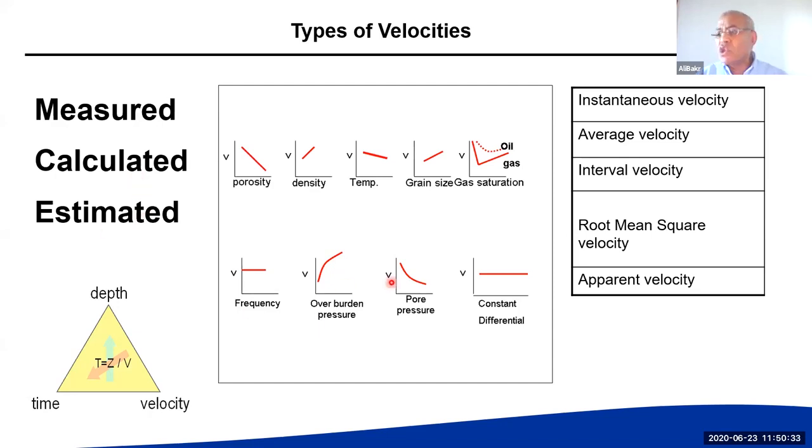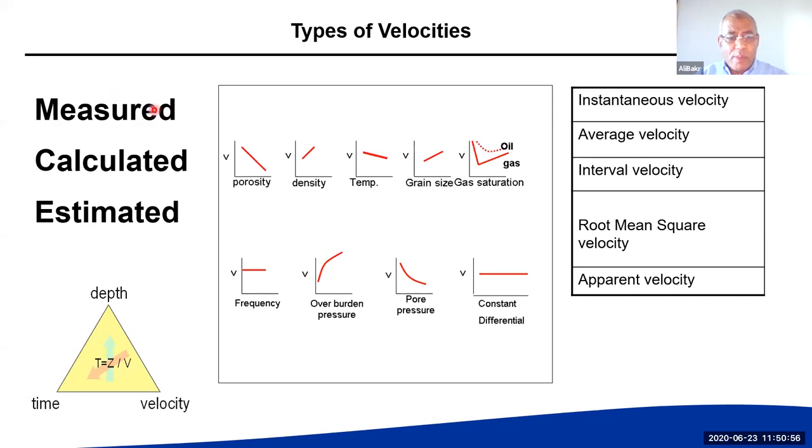Usually you do have many sources while you are doing your time to depth conversion. So look at the sources of velocity, starting with measured. If you do have measured, start with measured. If you have calculated, do calculate. If you have estimated, if you have the three, you will do a model using the three and see the different scenarios for the uncertainties.